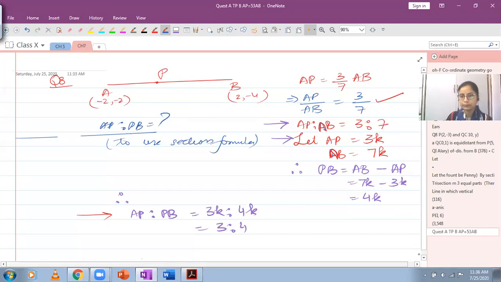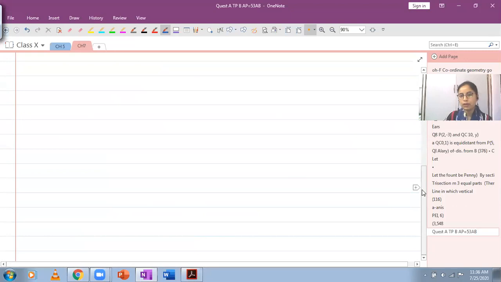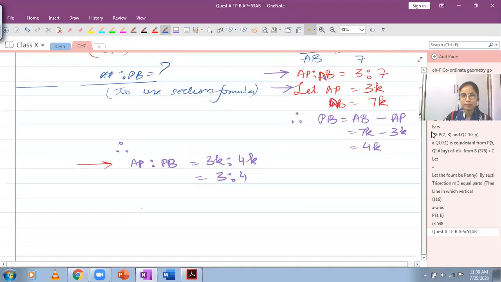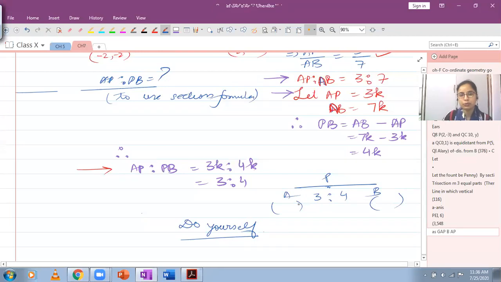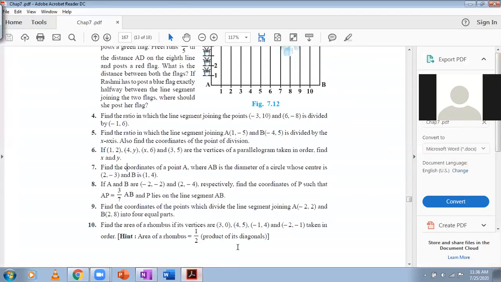Alright? So once you have the ratio of the two parts, now you can apply section formula. आपके पास A, B and P is in these two are in the ratio 3:4. आपके पास इनके coordinates हैं. Apply section formula and find out the coordinates of P. So I would like you to do this yourself now. Will you be able to do it on your own? Yes, ma'am. All right. Let's take a look at the next question.